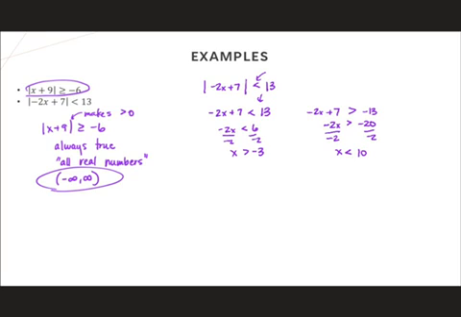Now this is less than, and less than translates to an "and." So I need to draw my number line and figure out where I'm going. I need to be greater than negative 3, so open dot, shaded to the right, and less than positive 10, open dot, shaded to the left. The only place where these overlap is between negative 3 and 10. So my final answer is the interval from negative 3 to positive 10. And that's an interval, not a coordinate.